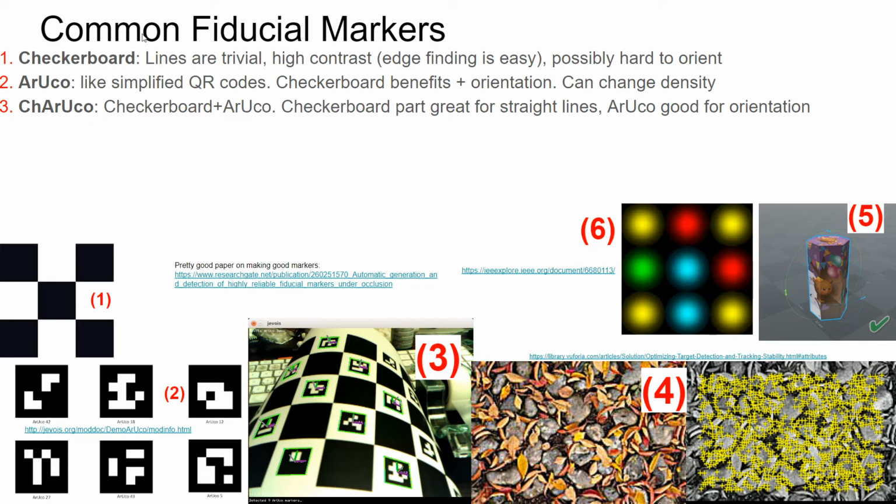More recently, there are these ChArUco markers that were proposed, which are just checkerboard plus ArUco markers. These are becoming more and more popular. They're nice because you can use the checkerboard itself to get a really good initial estimation of the intrinsic calibration of the camera, and then you can use the ArUco marker to figure out the orientation of this marker in 3D space, which is nice.